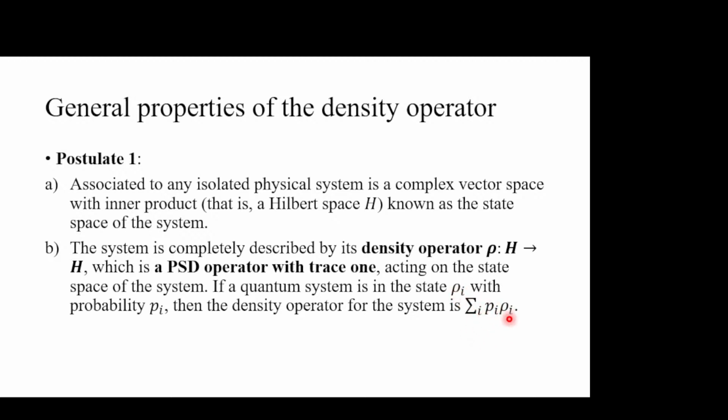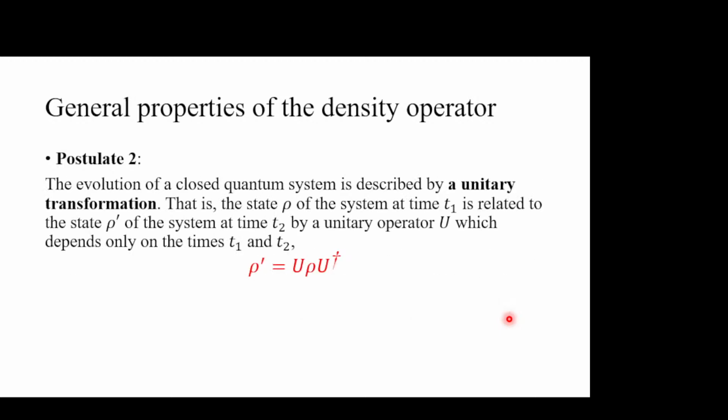And then we have postulate 2 that we kind of derived before. We say that if your system evolves with some unitary U, then the density matrix evolves into U rho U dagger. So you sandwich your rho with U and U dagger. You start with rho, you become U rho U dagger.